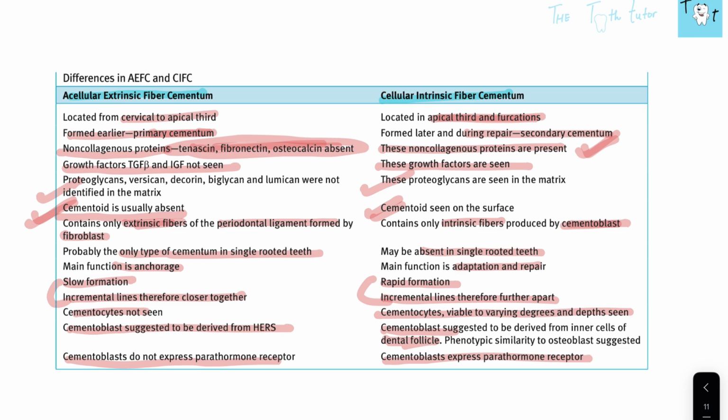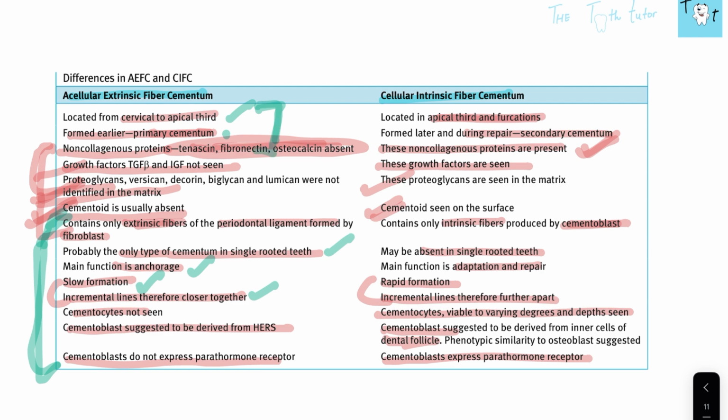Even if you don't talk about the components, the collagenous proteins, growth factors and all these things are slightly difficult to understand and memorize. So even if you talk about the basic differences like location, rate of formation, function, single rooted tooth, multi rooted tooth, and incremental lines, these differences should be enough to get you good marks.